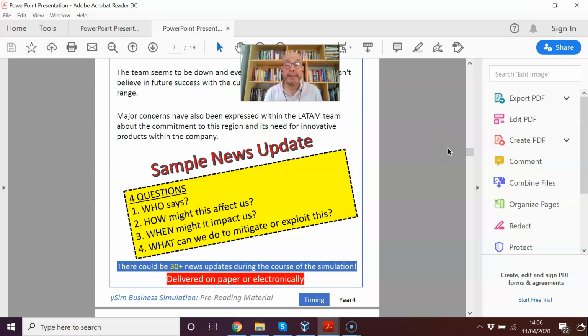And this will test the team's information filtering skills. Because some of this information is terribly important and relevant. Other information seems important but may not be relevant, or there may not be anything you can actually do about it. So that's a little bit of the context.